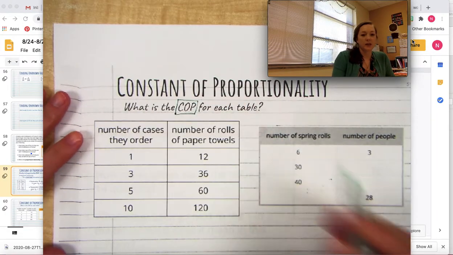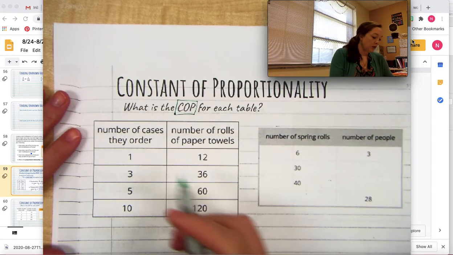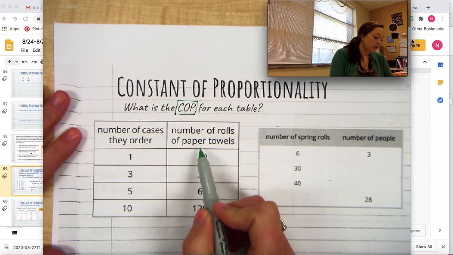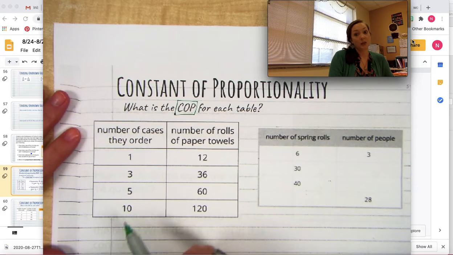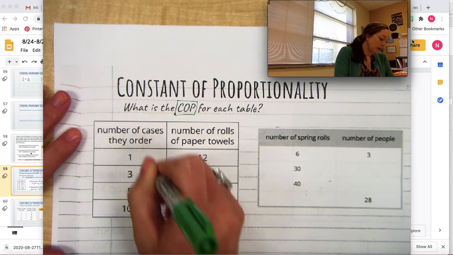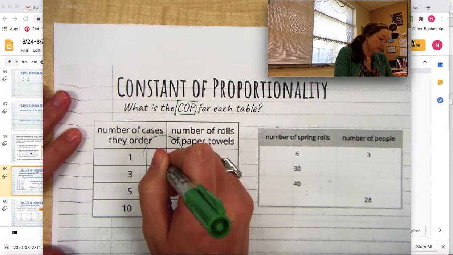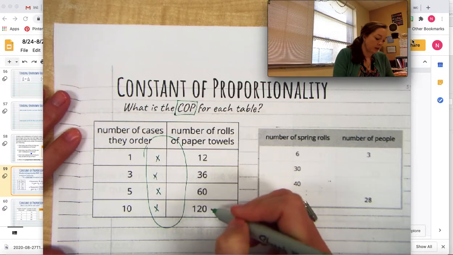You're going to hear me say that a lot. That is just short for constant of proportionality. So I've got number of cases and number of rolls of paper towels. We could have really used this in March and April when we had a shortage, right? All right, so I want to know, what am I multiplying by all these numbers in each row to get to the product over here?